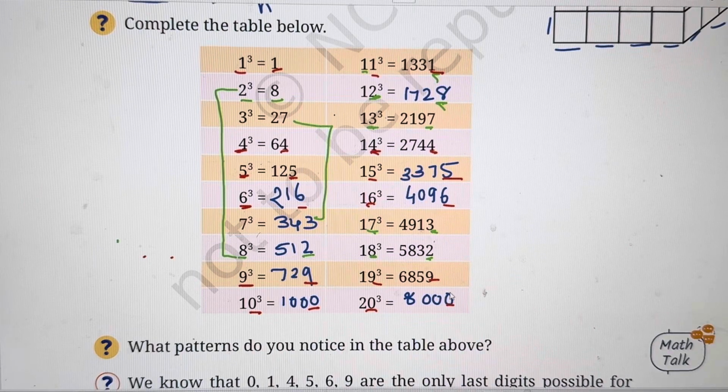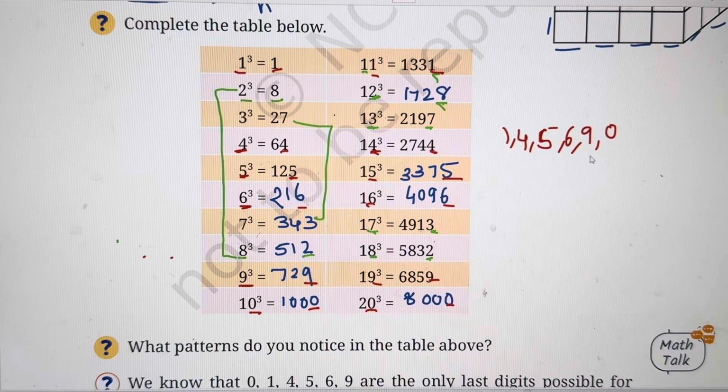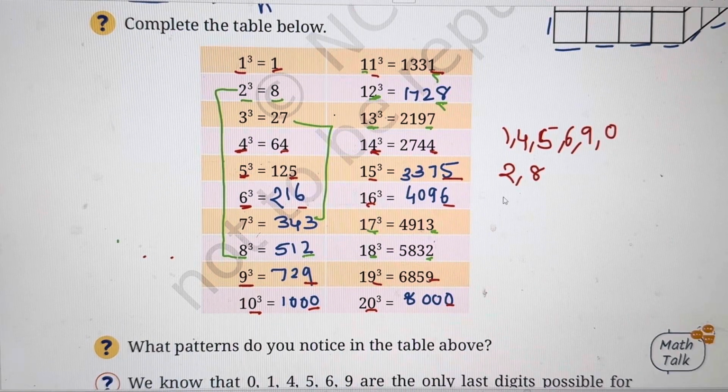If the unit digit is 0, its cube will have 0. If the unit digit is 9, the cube will have 9. So remember these numbers: 1, 4, 5, 6, 9 and 0. Their cubes will have the same last digit as the unit digit. And what combinations do you need to remember? 2 and 8, 7 and 3. So for 2, the cube will have 8 as the unit digit. For 8, it will be 2. For 7, it would be 3. And for 3, it would be 7. So remember these pairs and these 6 numbers. That's the pattern we observe in this table.